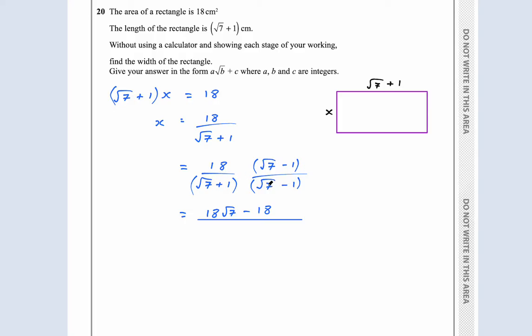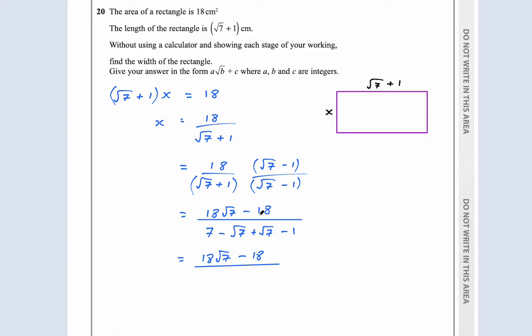So root 7 times root 7 is 7. Root 7 times minus 1 is minus root 7. 1 times root 7 is plus root 7. And 1 times minus 1 is minus 1. Which gives me 18 root 7 minus 18 all over.